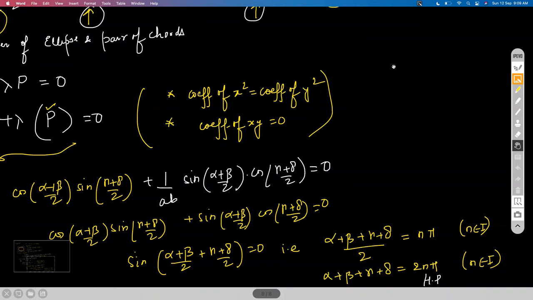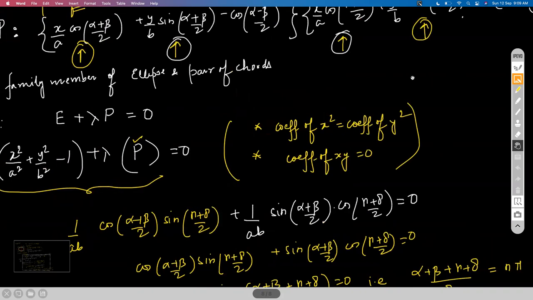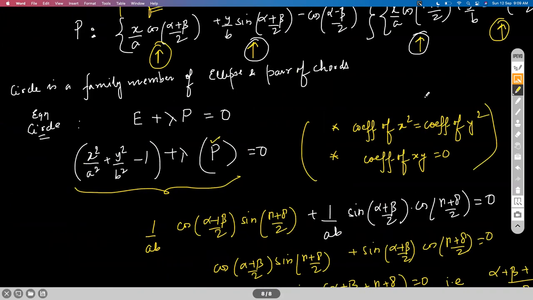Coefficient of x square and y square will come out to be the same. You can try it out, Aditya. Aditya has a very valid point: does this also ensure that the coefficient of x square and y square will be the same? It will come out to be the same. If they are not coming out to be the same, that means the intersection is not happening at all, and the points you're talking about are not concyclic at all. It will definitely happen, Aditya. Check it out.